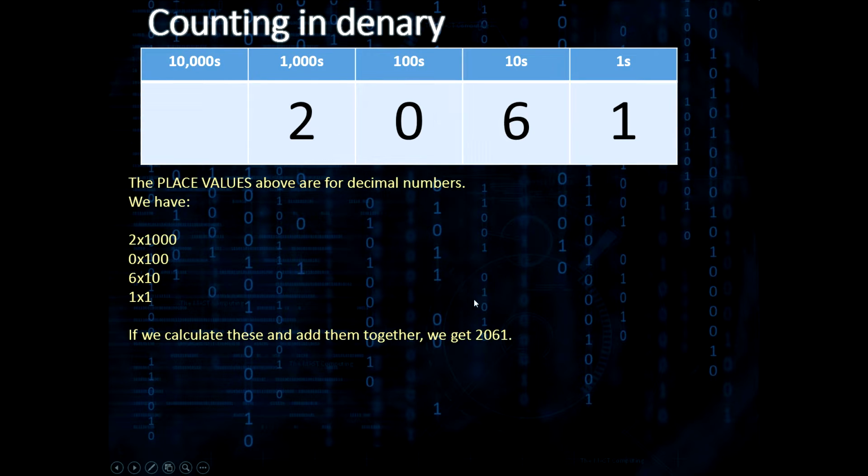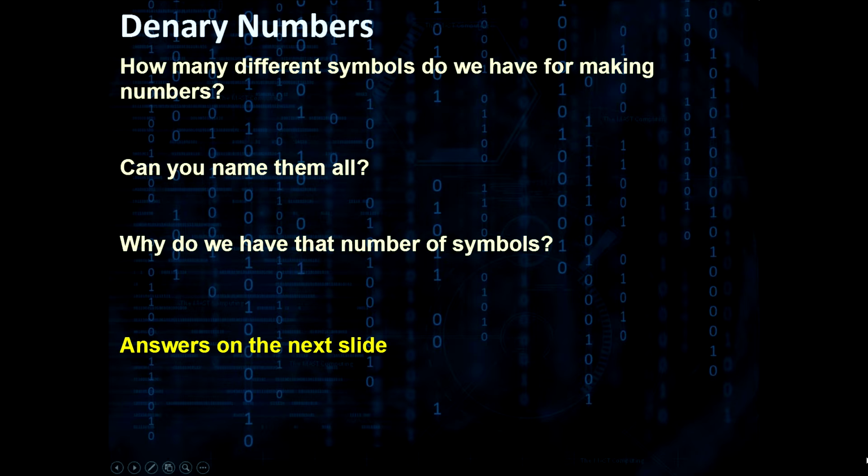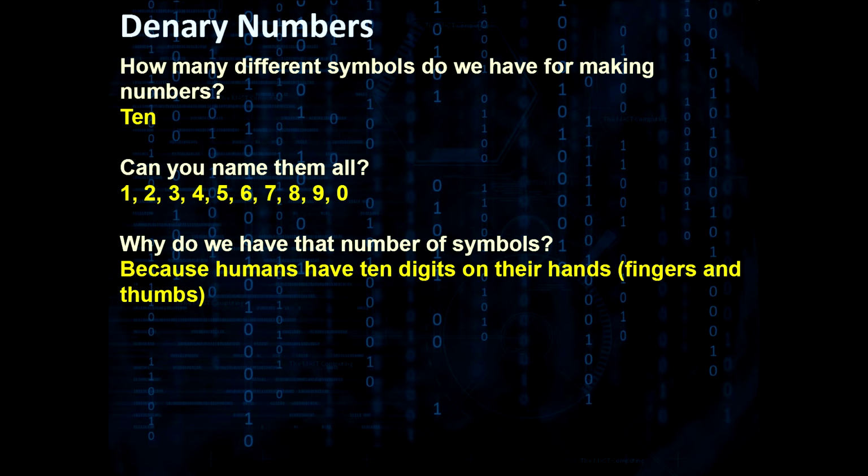Now, that doesn't seem anything that we would really need to do. We can just read it, but we need to go back to those basics of when we were first learning numbers. So how many different symbols do we have for making numbers? Now, some people would say 9 without thinking about it, but we've got to include the 0 as well, so we have 10 symbols. So those symbols obviously then are 0, 1, 2, 3, 4, 5, 6, 7, 8, 9. Why do we have that number of symbols? It's likely that because we have 10 digits, so 10 fingers and thumbs, that's the reason that most humans adopted a system with 10 symbols.